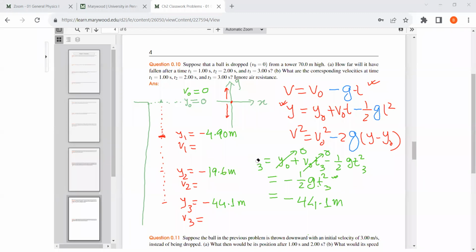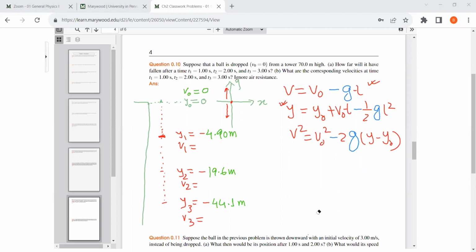All right. Now the corresponding velocities. For the corresponding velocities, we have to use the first equation here. The first equation is v1 equal to v0 minus gt1. v0 is 0 because the initial velocity is equal to 0. So v1 is basically minus gt1, so it will be minus 9.80 meter per second. Here t1 equal to 1 second.